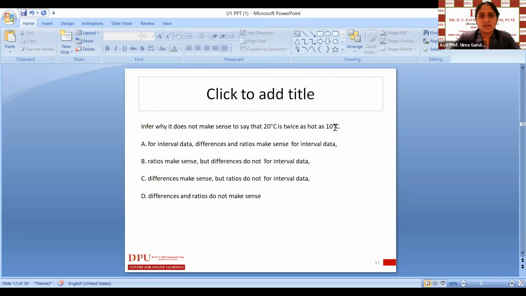Why does it not make sense to say that 20 degrees Celsius is twice as hot as 10 degrees Celsius? What is the correct answer? C. Difference makes sense. You can say the difference is 10 degrees Celsius, but you cannot compare them with the ratio that it is twice as hot.